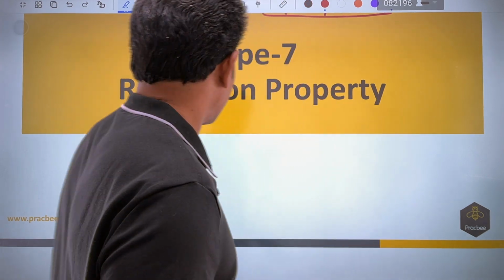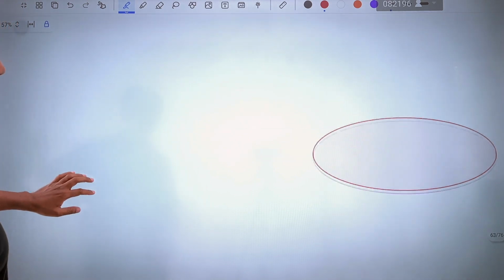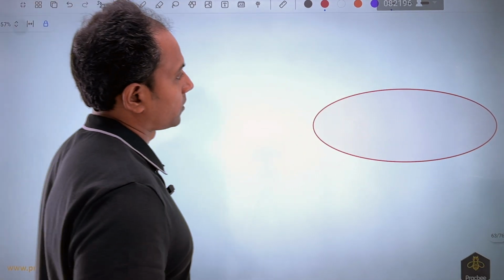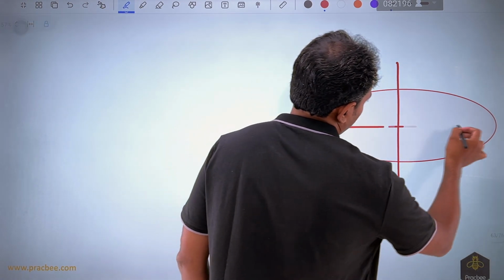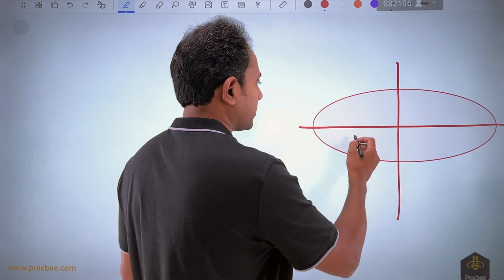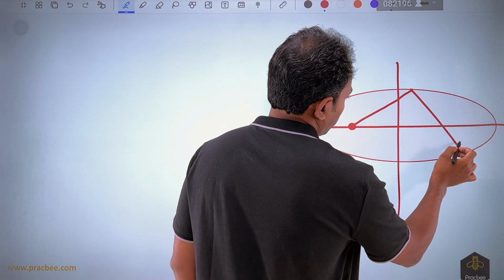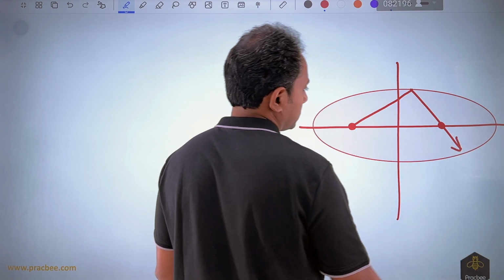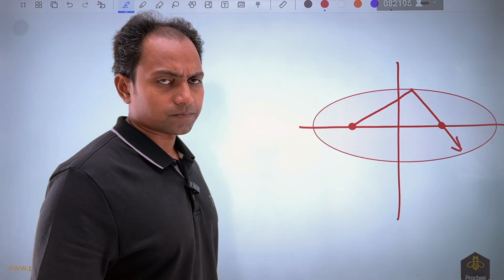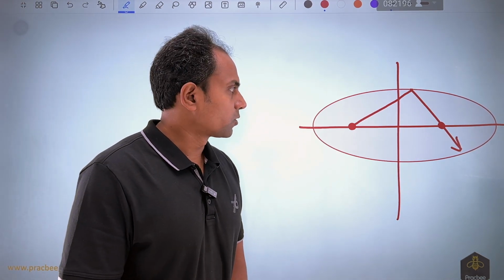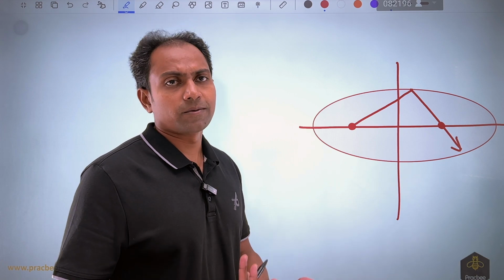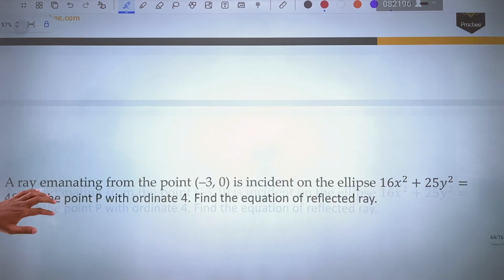to get the answer. Now the next problem type is based on a very famous property known as the reflection property. Before going forward, let me tell you what the reflection property is. If you have an ellipse like this, and it can be either a standard ellipse, translated, oblique, anything is fine, if a ray of light starts from one of the foci, the reflected ray will pass through the other focus. Using this basic idea, we are going to find the equation of the reflected ray, sometimes incident, depending on the question. So let us see a question based on this idea.